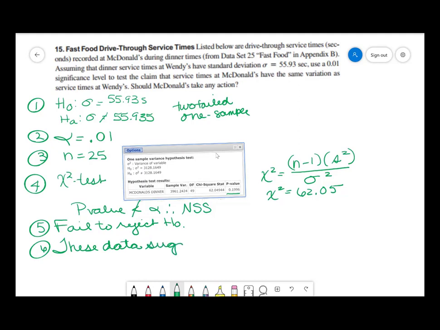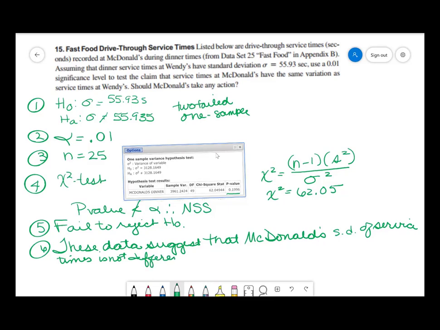So step 6 is, these data suggest that McDonald's standard deviation of service times is not different from Wendy's.